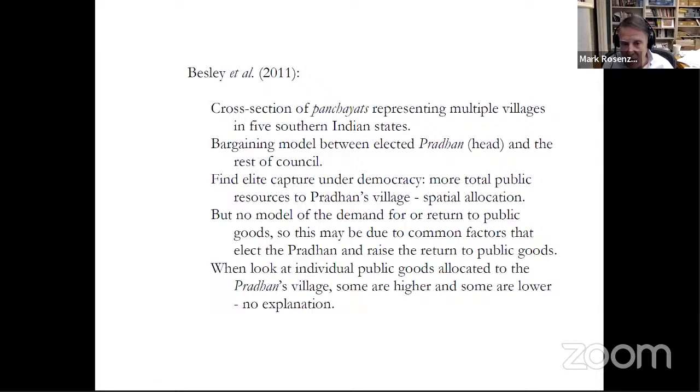It could be that the pradhan's village is the village that has the highest return to public goods. But moreover, when we look at the individual public goods allocated to the pradhan's villages, some are in fact higher and some are lower. And there's no explanation for that. So in fact, there's a different composition. We don't know if this is good or bad or what to make of this finding, except that pradhan matters.